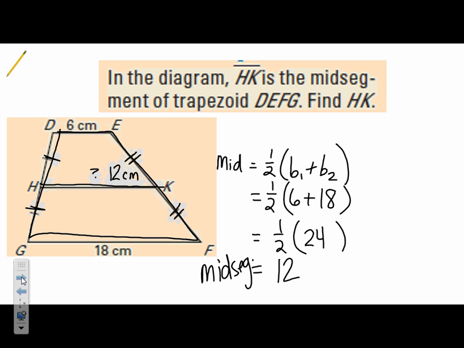That kind of makes sense. It needs to be halfway in between 6 and 18. It's like we're finding the average or something. When you add them together and divide by how many numbers you have, that's what we did. Okay, we added them together and we basically divided by 2.